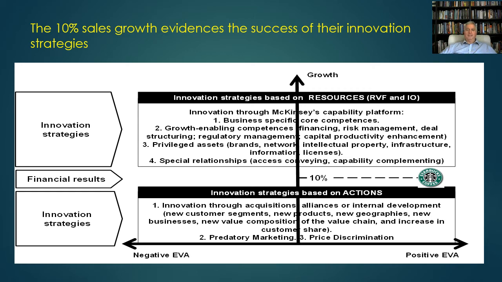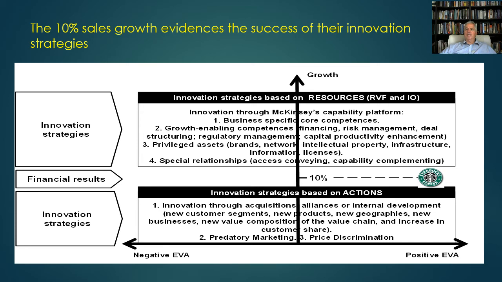Continue with the strategies. The previous chart talked about competitive strategies connected with the EVA. This chart talks about innovation strategies connecting to sales growth. The 10% sales growth that we saw before reflects their innovation strategies. New restaurants, new channels, new products, international expansion, new partners, new alliances.